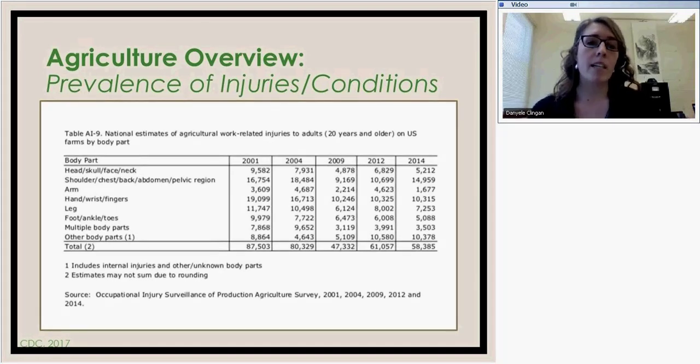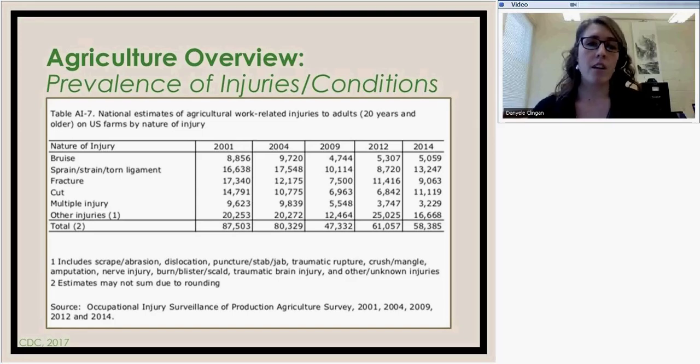Transitioning, when looking specifically at where the injuries are occurring to farmers or ranchers, the top statistic from 2014 is injuries to the shoulder, chest, back, abdomen, or pelvic region. That's followed by other body parts, so this could be internal injuries, or it was just unknown where the injury might have occurred.